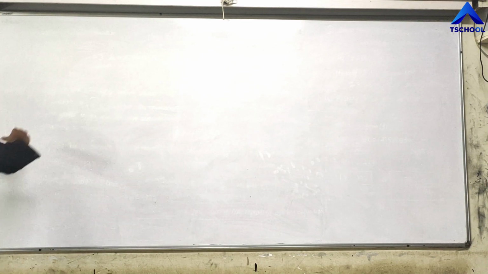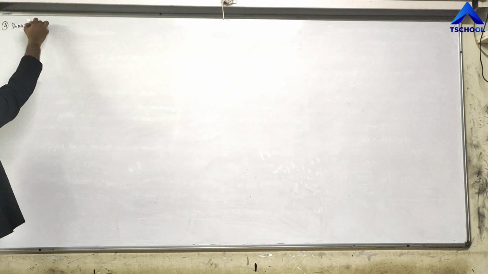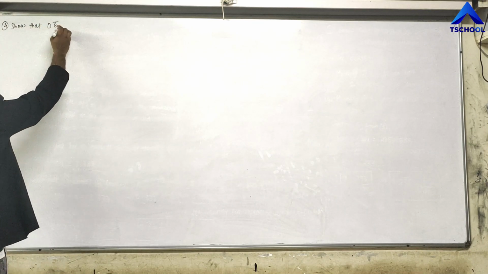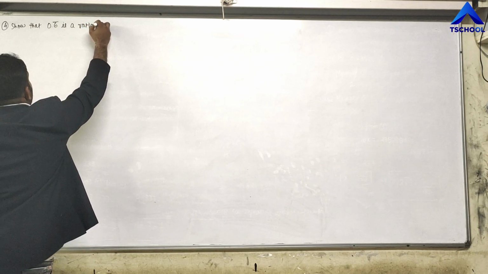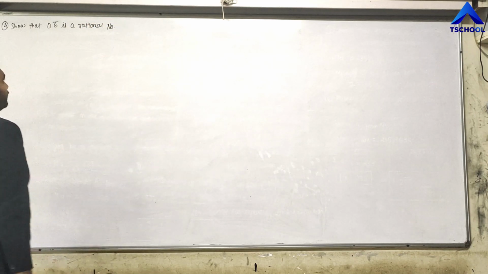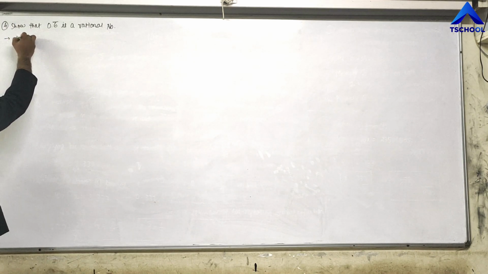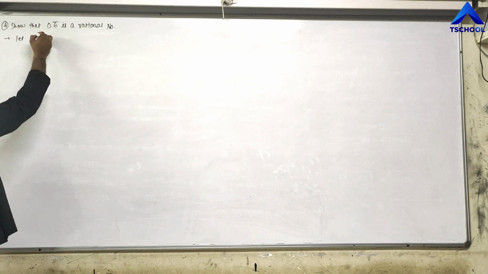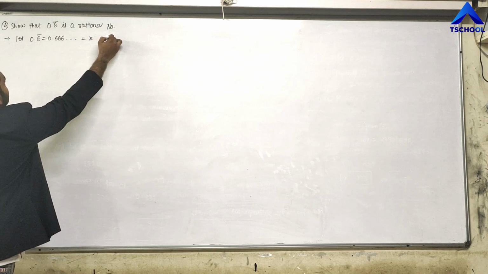Okay, let us solve one or two of the same kind and then we shall move further with an important conclusion. The fourth one: show that 0.6 bar is a rational number. This simply means rational number. Okay, 0.6 bar. So here let 0.6 bar, that is 0.666..., equal x.